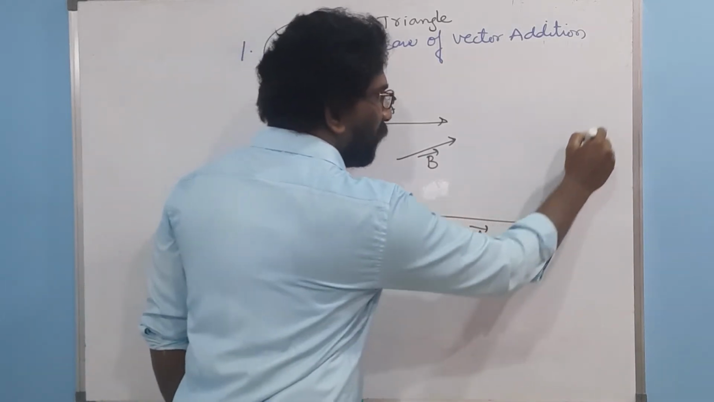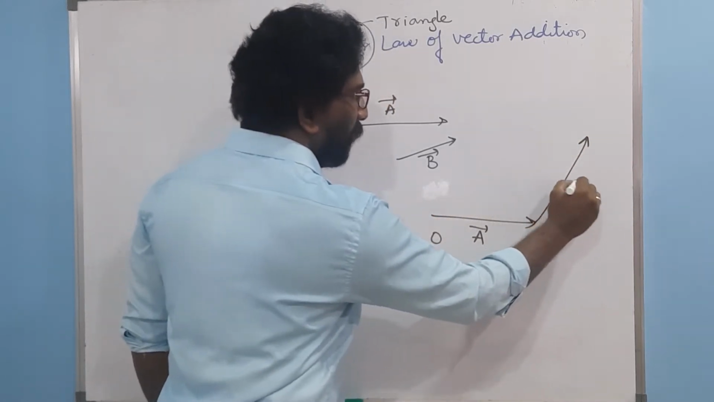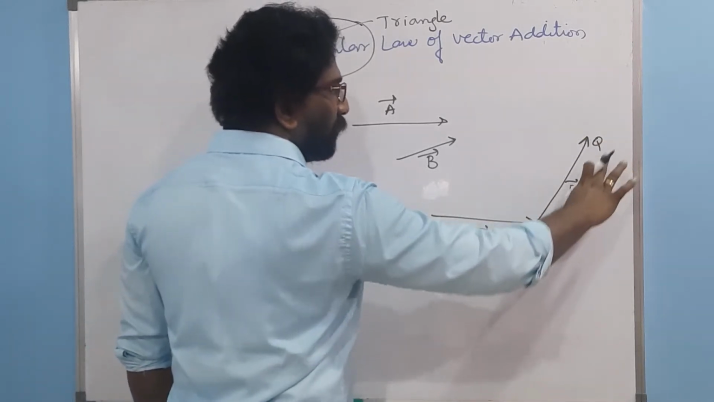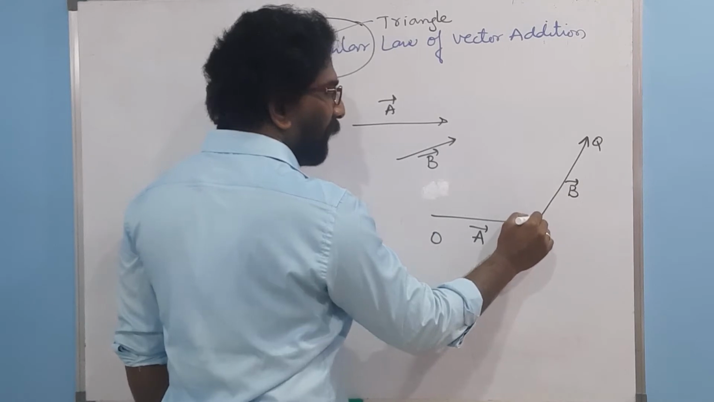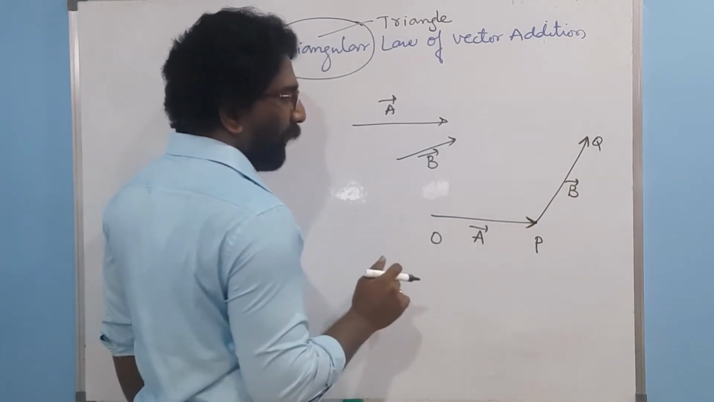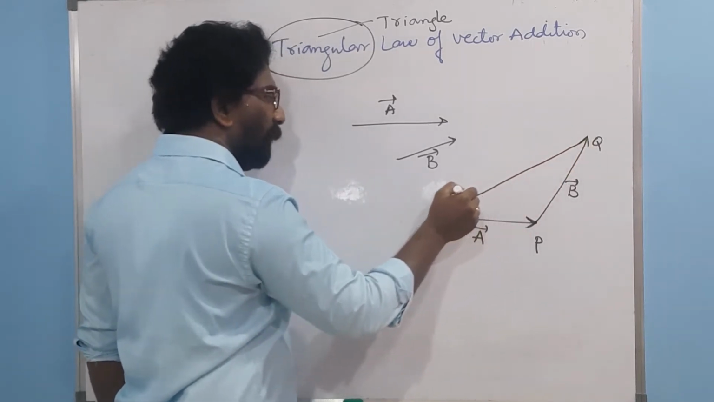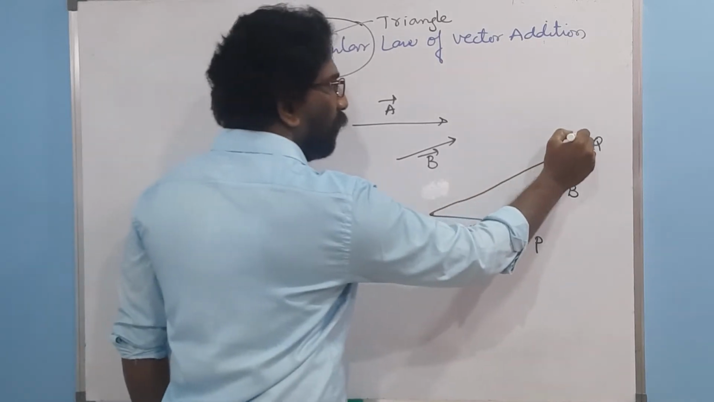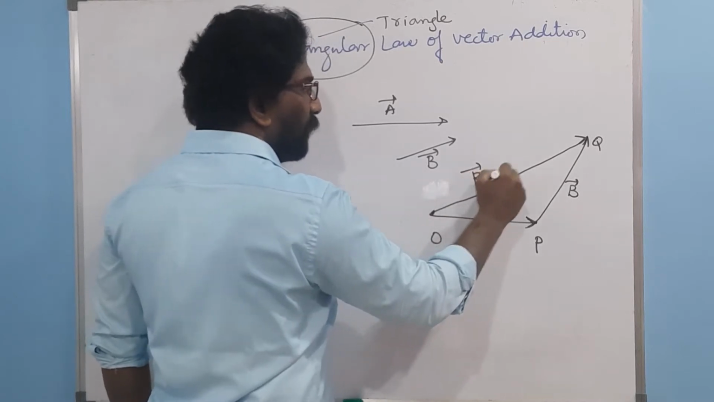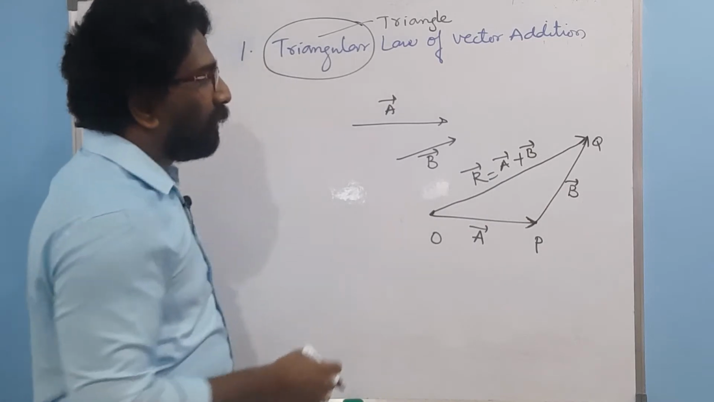So now the tail of B vector is connected to the head of A vector. Now this is your vector B, let it be Q. Let this be PQ. The PQ denotes the B vector, where the tail of the B vector is connected to the head of the A vector. The A vector is OP. Then the resultant vector of this will be OQ. The resultant vector R is equal to OQ, that is A vector plus B vector. So this becomes my resultant vector.